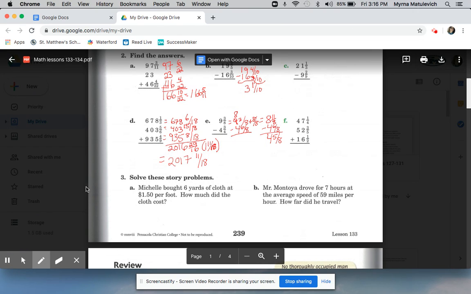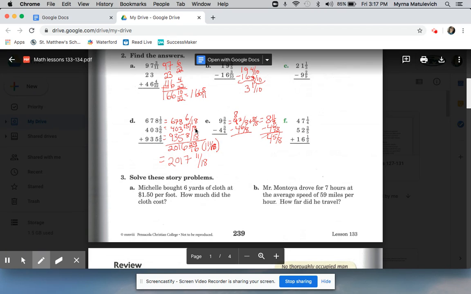Okay, so in 2A, you had to find a common denominator, and it was 22. So that meant 3/11 became 6/22, and then you had to add, and you got 166 and 10/22, but then you had to reduce that to 166 and 5/11. In B, the common denominator was 10, and so you had 19 and 4/10, because 2/5 equals 4/10, minus 16 and 3/10 is 3 and 1/10.